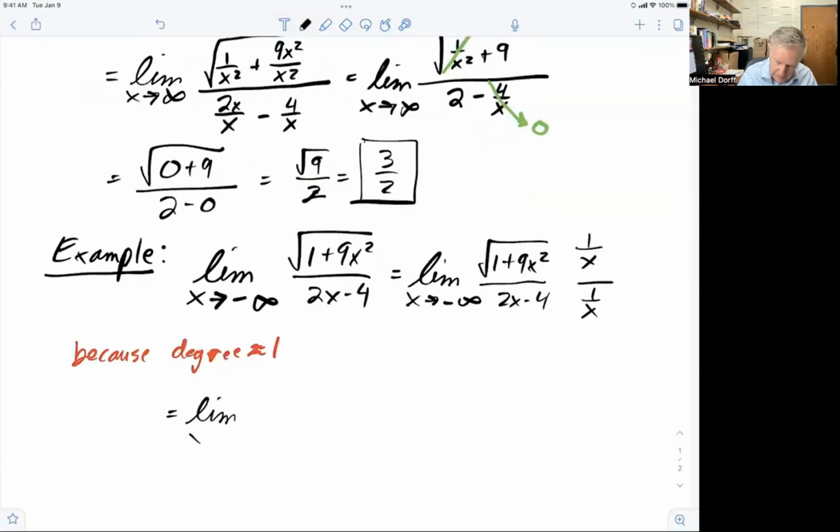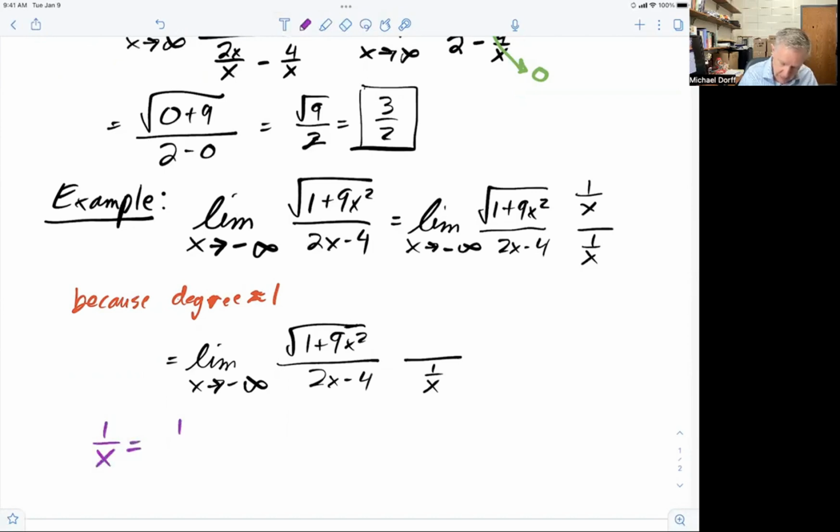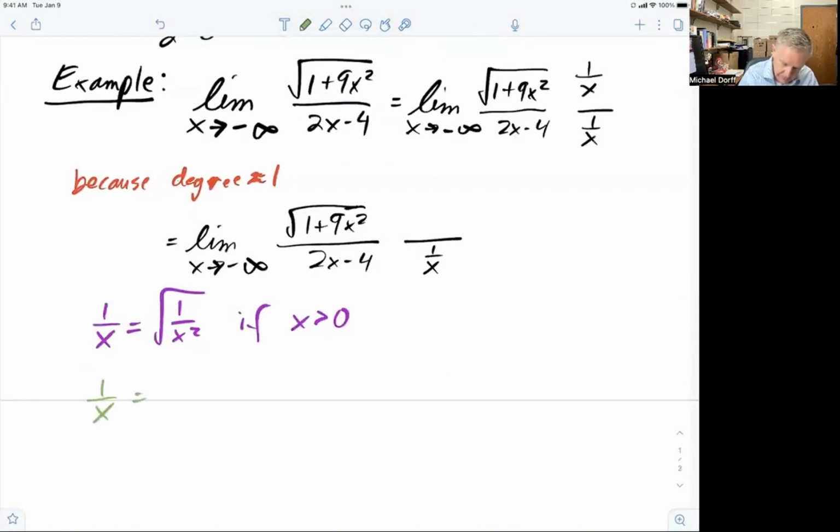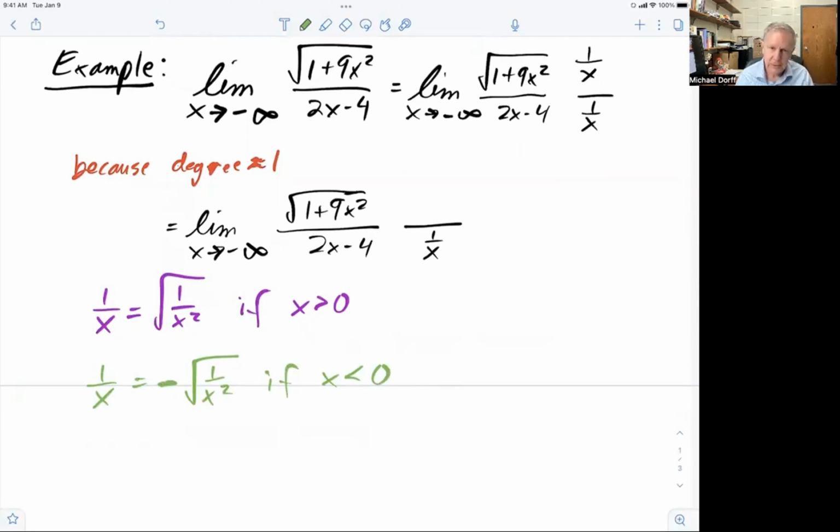Now, what happens when I do that with the square root? I want to bring in that 1 over x in the numerator under the square root, and this is where it gets a little bit tricky. 1 over x equals the square root of 1 over x squared if x is greater than 0, but 1 over x equals the negative of the square root of 1 over x squared if x is less than 0. This is a tricky part here. If x is less than 0, so we're looking at the green case here, 1 over x is a negative number, right?